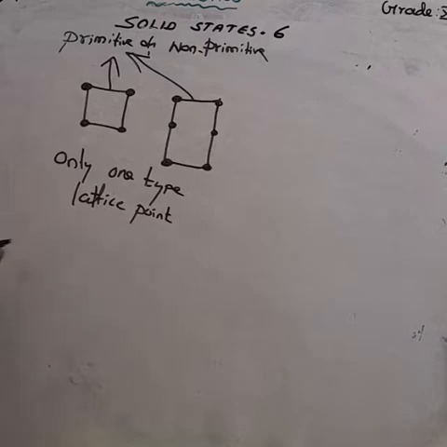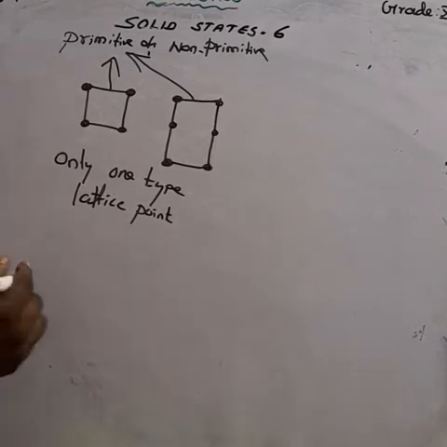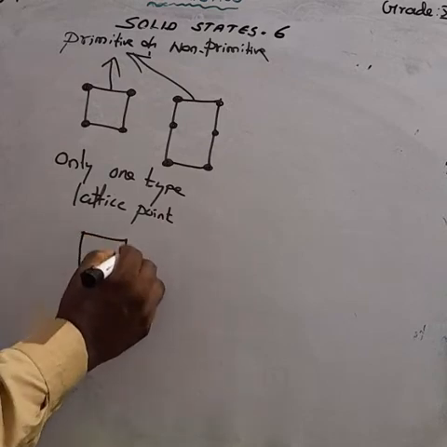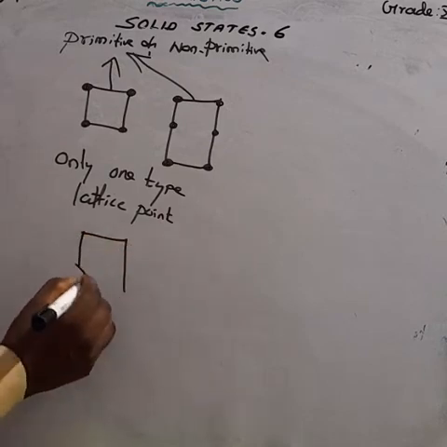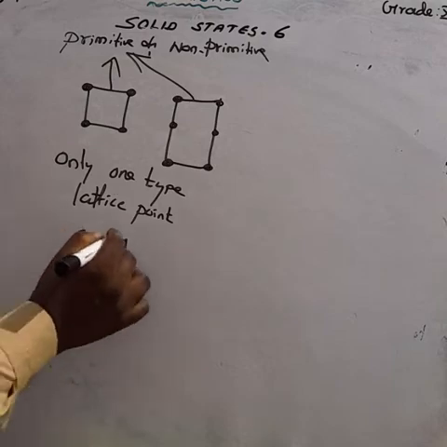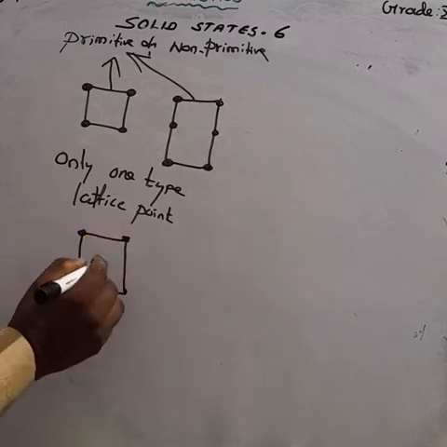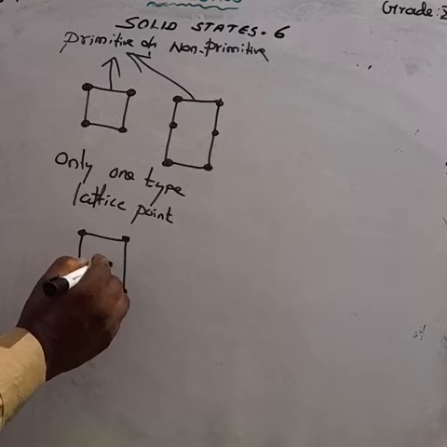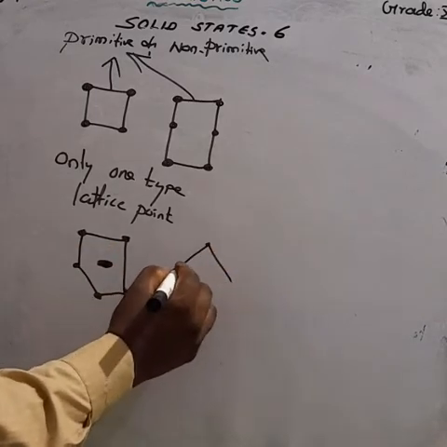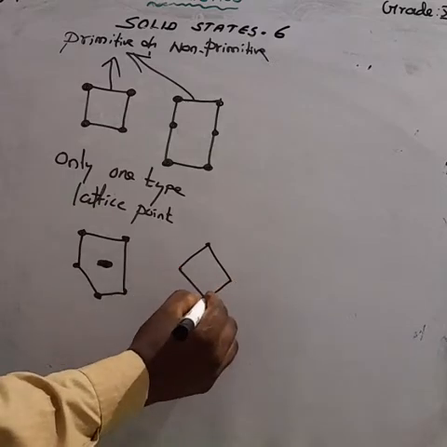What about the non-primitive unit cell? There are additional lattice points either on the face of the unit cell or within the unit cell. Suppose the lattice point is present at the center or anywhere else, then we say it is a non-primitive unit cell.